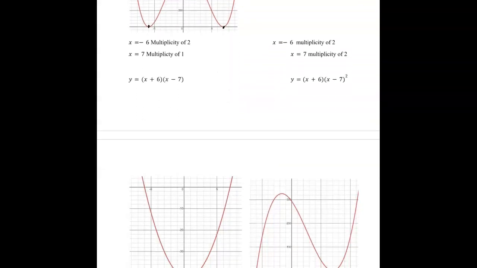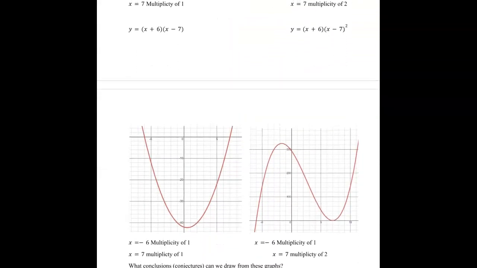Alright, what about the next couple graphs? Alright, now I've just got 2 odd degrees. So I've got an x is equal to negative 6 and an x is equal to positive 7. Alright, so the multiplicity is still there. And then what about this last one with the x plus 6? So that means that I have an x-intercept at negative 6 and an x-intercept at positive 7.